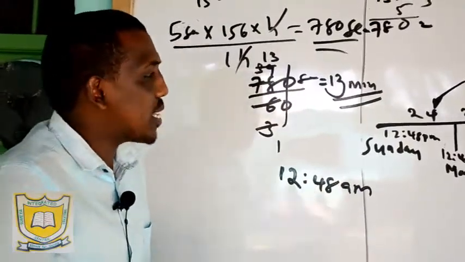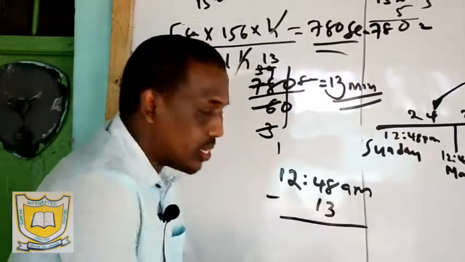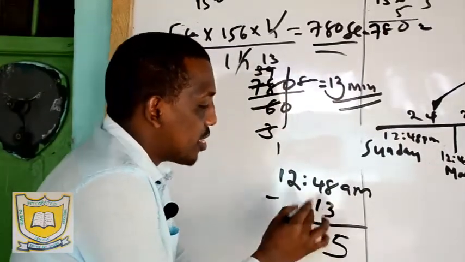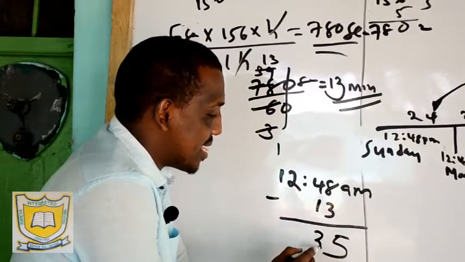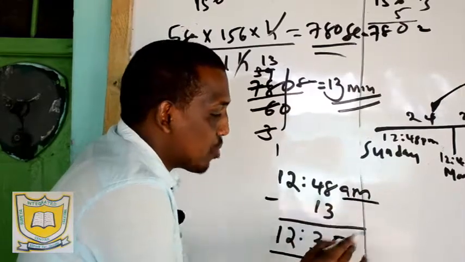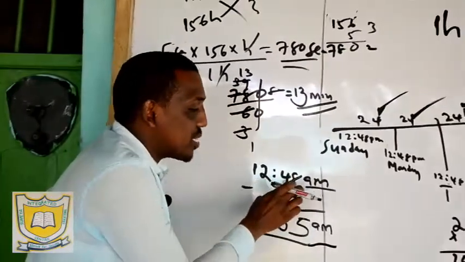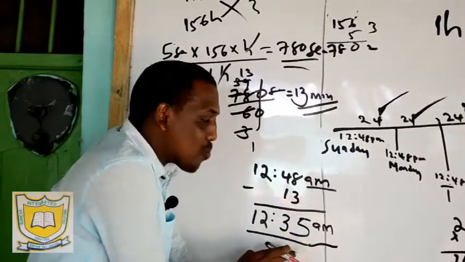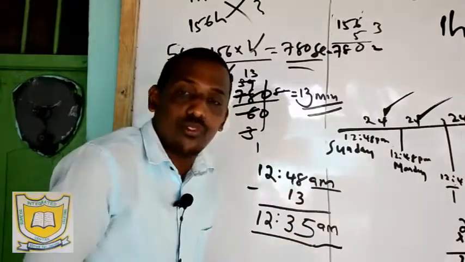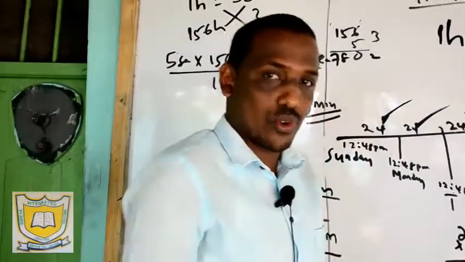So 12:48 a.m. minus 13 minutes, since it was losing. Here you will get 5, here you will get 3, here you will get 2. It was a.m., so it is 12:35 a.m. Instead of 12:48, it showed 12:35. Why? It has lost 13 minutes for the 7 days. So that's how we do. It's a very good question.